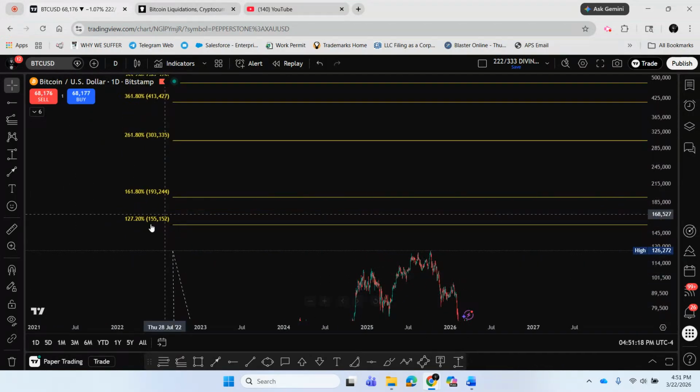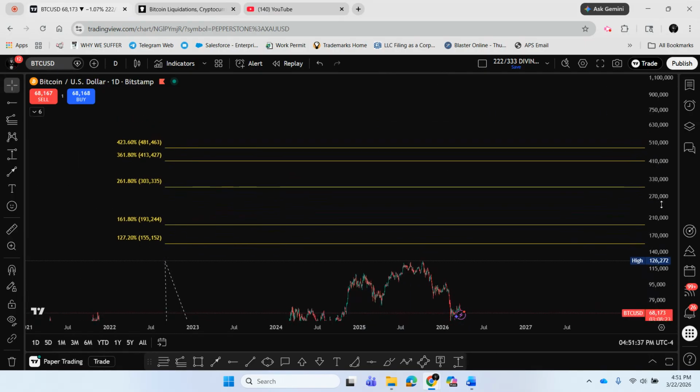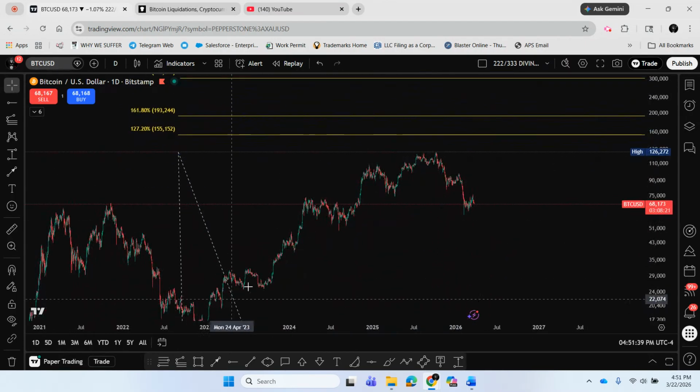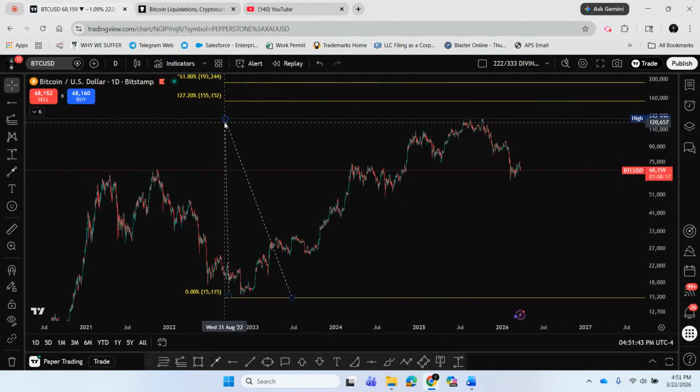Based off of this, 155 is the next target for that impulse. 193 is the second one. The third one is 303. 413,000 for the fourth target, and then 481,000 for the fifth target. Some people like to do it based off the most recent ones. All I was showing is going back and showing you the other ones that are still valid.